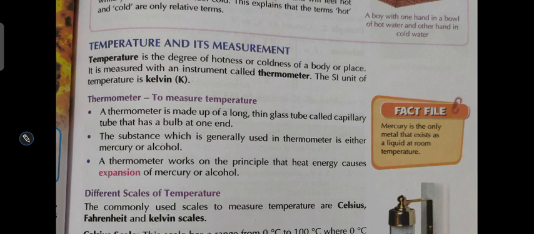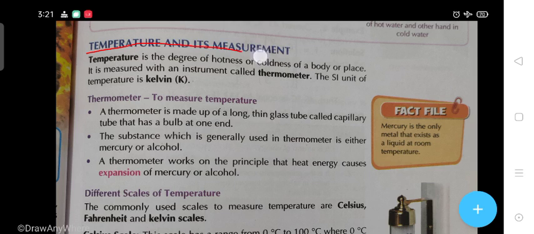Now students, what is temperature, and how can we measure that temperature? So temperature is the degree of hotness and coldness of a body or a place. It is measured with an instrument that is called a thermometer, and the SI unit of temperature is called Kelvin. Okay, so a thermometer measures the temperature. A thermometer is made up of a long thin glass tube called the capillary tube that has a bulb at one end, and the substance which is generally used in a thermometer is either mercury or alcohol.